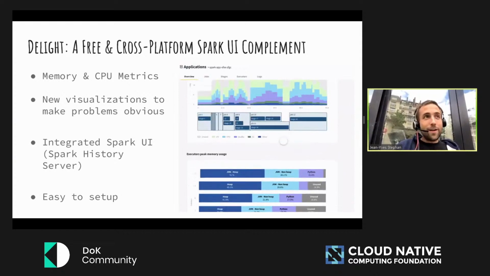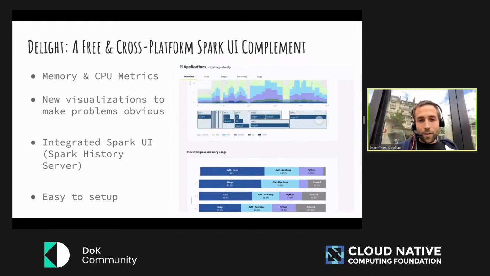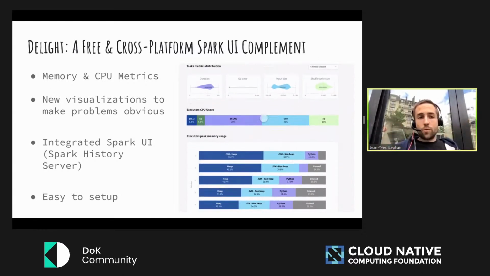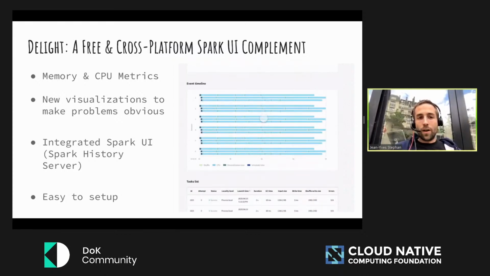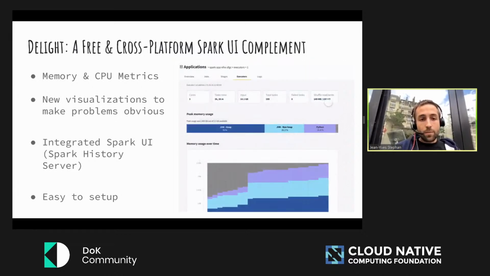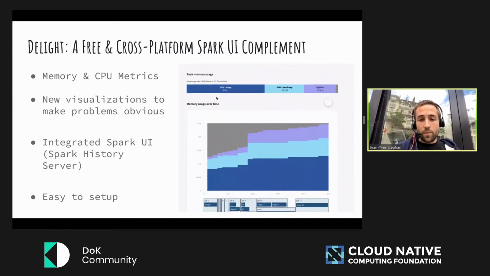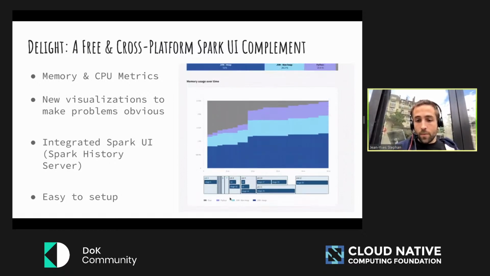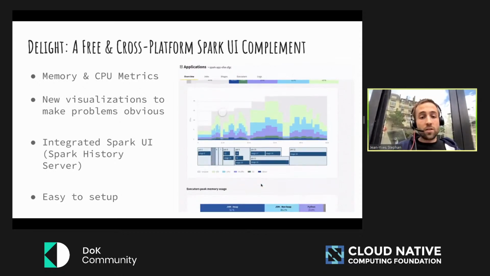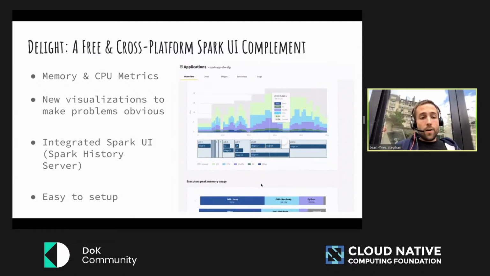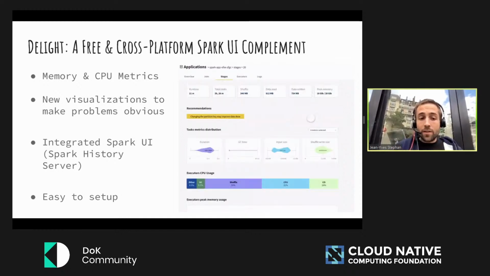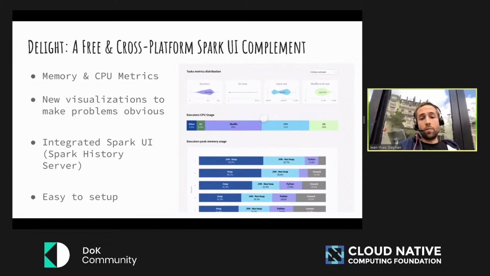So again, it relates to the previous talk about observability for Kubernetes. We call it Delight because we want this tool to give you a delightful developer experience when using Spark. What does Delight do? It has memory and CPU metrics. And these memory and CPU metrics are visible on the same timeline as your Spark phases, your Spark jobs, your Spark stages. The goal with that is to make it obvious when you have some performance issues and then help you narrow down: this is the part of my code that's responsible for the bad performance.